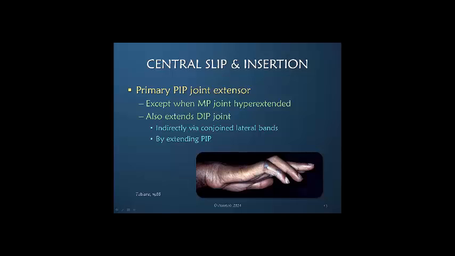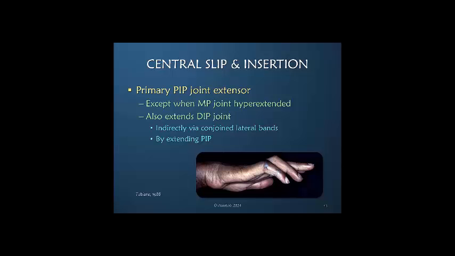The central slip and its insertion is considered the primary extensor of the PIP joint, but it doesn't do as extraordinary a job as you might expect. When the MP joint is hyperextended, there's no tension that remains to extend the PIP joint at this level. So we see the classic flexion contractures develop as a result of absence of the intrinsic muscles in the case of ulnar palsy.